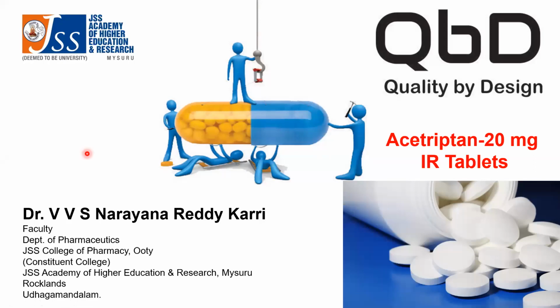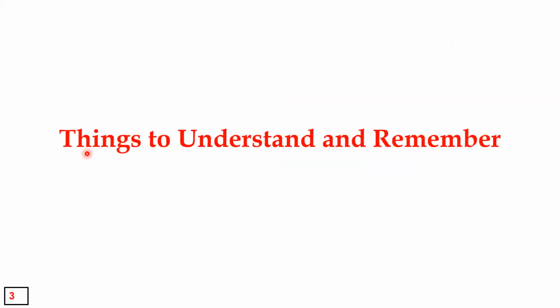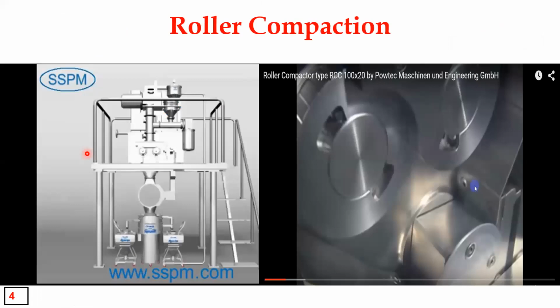Okay, so just to glimpse what we are discussing this week and what happened in yesterday's class. We are discussing the QbD approach for developing Acitretin 20 mg IR tablet. It is an immediate release tablet, the dose is 20 mg, and the drug is Acitretin. Yesterday, we saw the basics, like what roller compaction is and what it is used for. Basically, it's a dry granulation process.